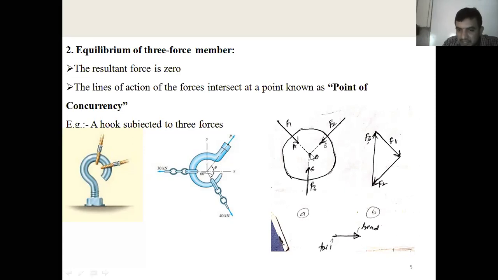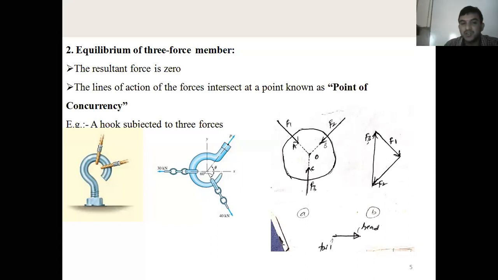F1 is acting in this direction, F2 is acting here, F3 is acting. The lines of action of these three forces should meet at a point. If they meet at a point, that point, here it is O, is called the point of concurrency. Then only can you make it be in an equilibrium condition.